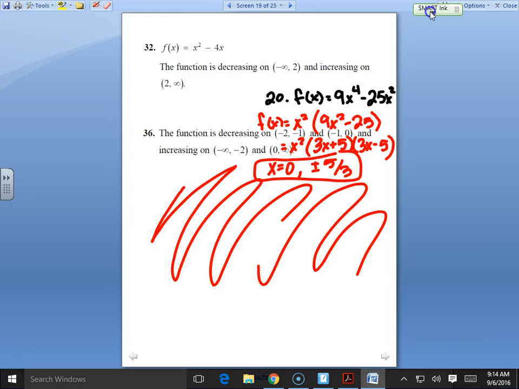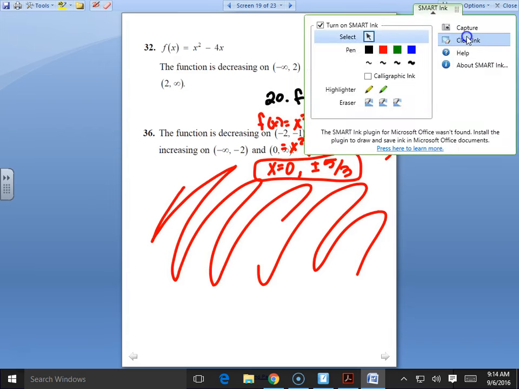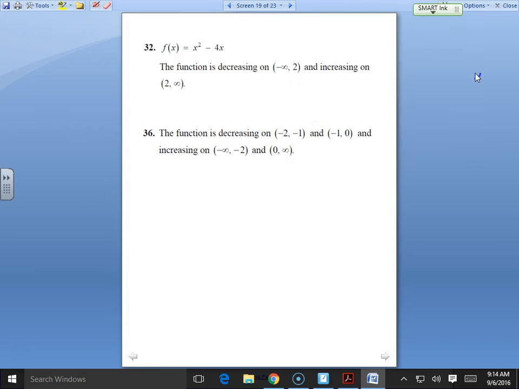Let me get rid of all that ink that's now covering up the page. Okay. Number 32. Is that the right function? You should be able to know because you're writing down the problem. Decreasing negative infinity to 2, increasing 2 to infinity. And remember, I said always keep the increasing, decreasing ones open, which means parentheses.